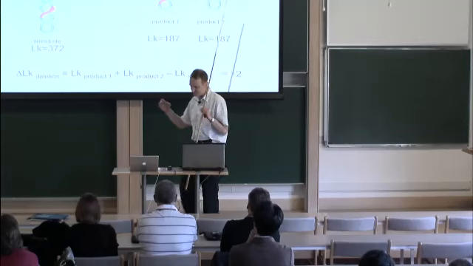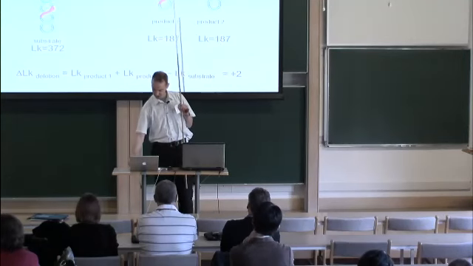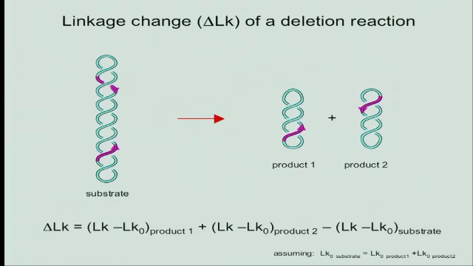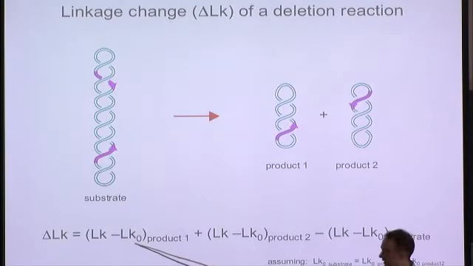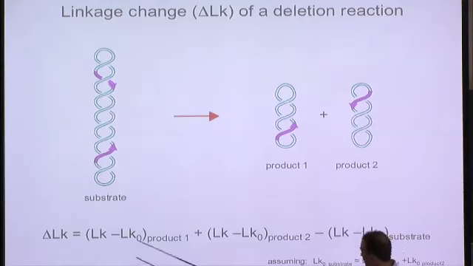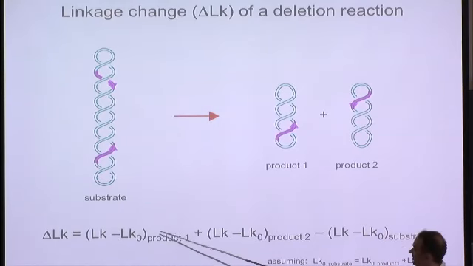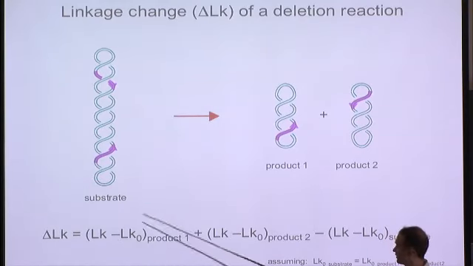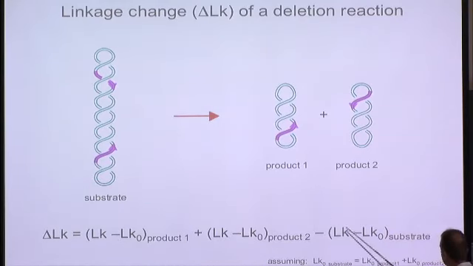But it's very difficult to determine the absolute linkage of a DNA molecule like this. What's much easier to do is to determine the linkage difference of a DNA molecule. In other words, how supercoiled it is, which is the absolute linkage minus the linkage it would have if it was relaxed, LK0. So the linkage difference, LK minus LK0, for the two products and the substrate should be measurable.